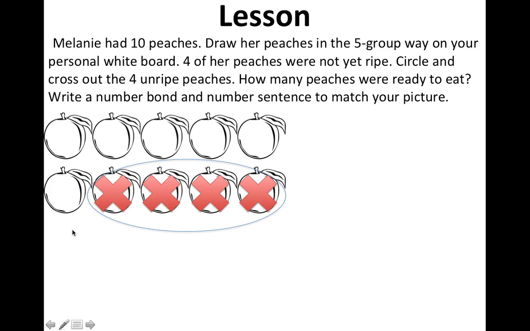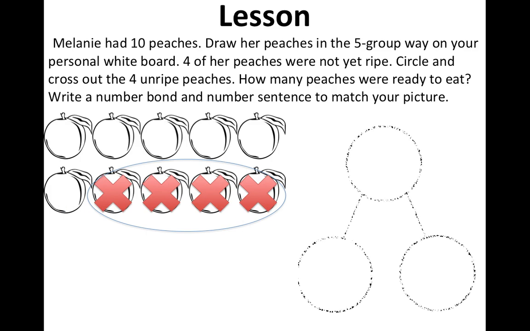So the next question says, how many peaches were ready to eat? Which means any peaches that do not have the X mark, or any peaches that are not inside the circle, are good to eat. So let's figure out how many there are. I have 5, and I'm going to use the counting on method, 6. I have 6 that are ready to eat.